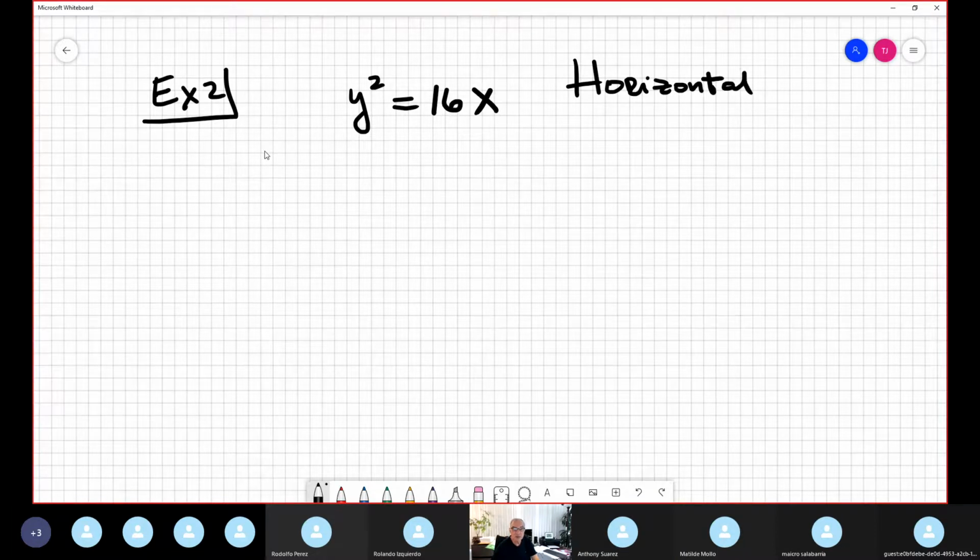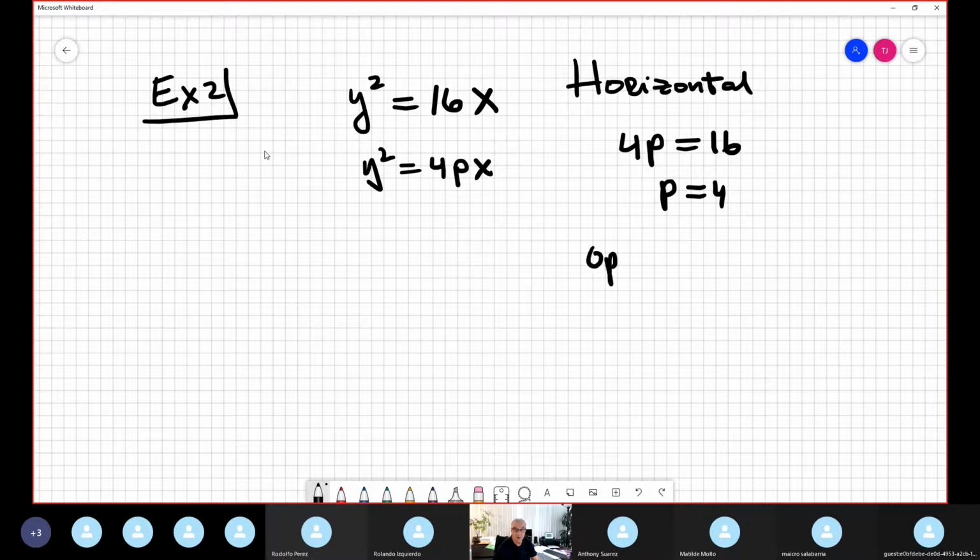Now I can see, remember, compare with the standard form 4px. 4p is equal to 16, p is 4. See, p is positive. In what direction does this parabola open? Horizontal, p positive. To the right. Very well.